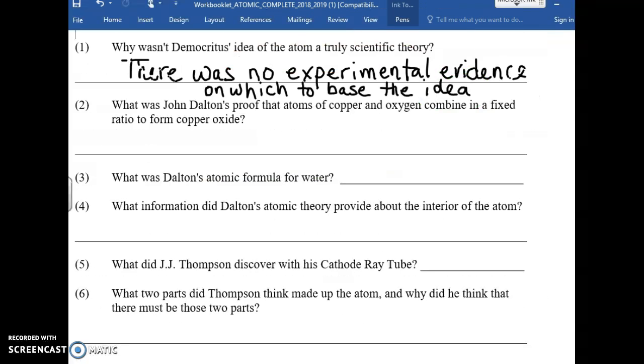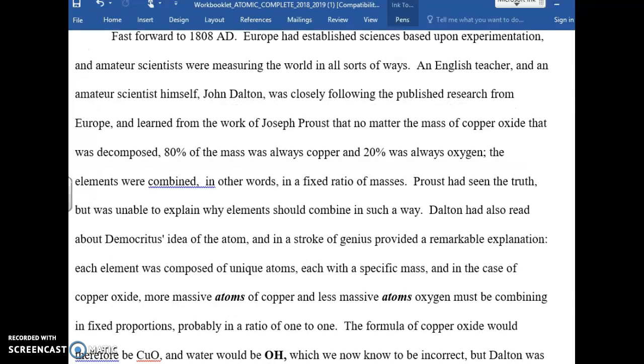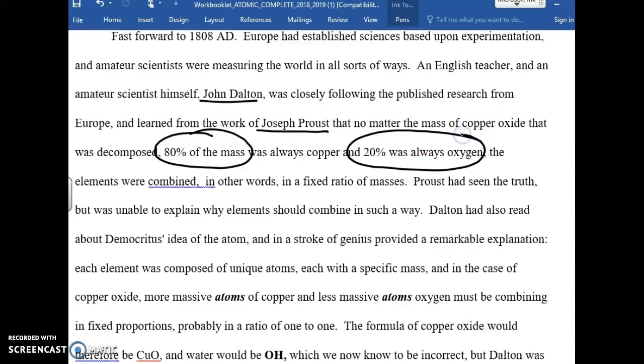Number two, what was John Dalton's proof that atoms of copper and oxygen combine in a fixed ratio to form copper oxide? John Dalton followed the work of scientists in Europe, particularly Joseph Proust in France. Proust noted that 80% of the mass was always copper and 20% was always oxygen. In other words, it always combined in a fixed ratio of masses, which he believed was mirrored on the atomic level by a fixed ratio of compounds. A one-to-one ratio, he thought, of a larger copper to a smaller oxygen atom.